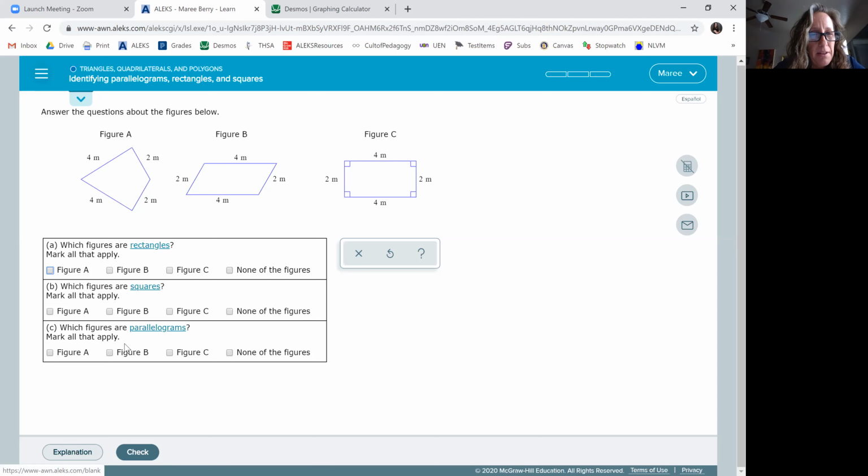So I come down here to parallelogram and I say, hey, that's figure B. Then figure C is a parallelogram and it's a rectangle. So I'm going to put figure C for parallelogram and a rectangle. And then if I look up here, there are no squares anywhere. So I'm just going to put none. There's no squares.